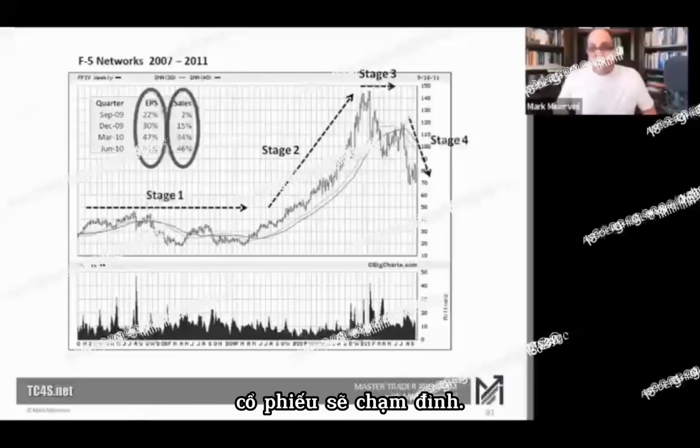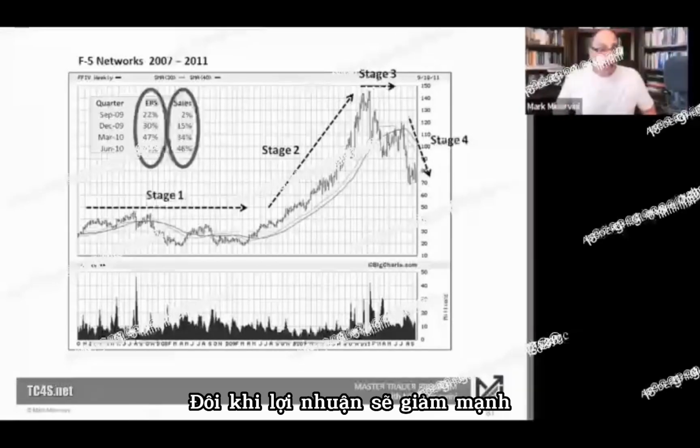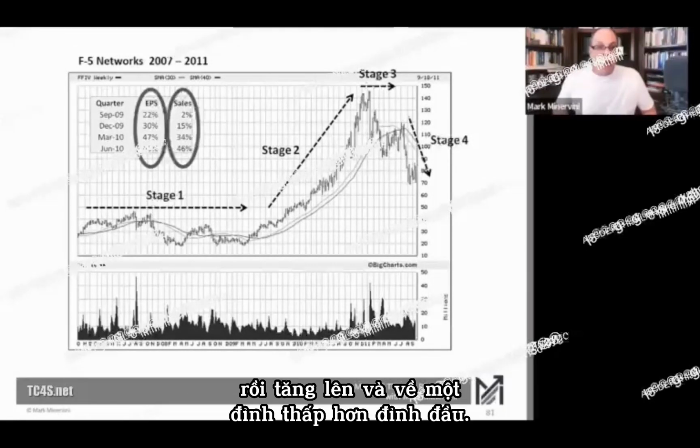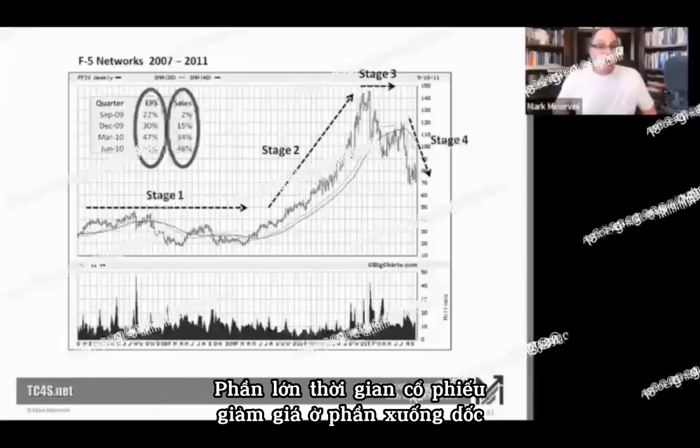And then the stock will top. And sometimes you just get blasted on earnings and it tops on bad earnings, and the earnings come in coincident with the top. Most of the time, the stock discounts it on the downside.